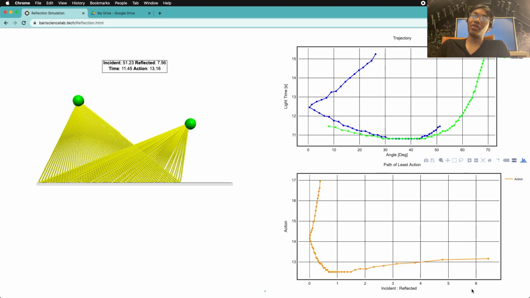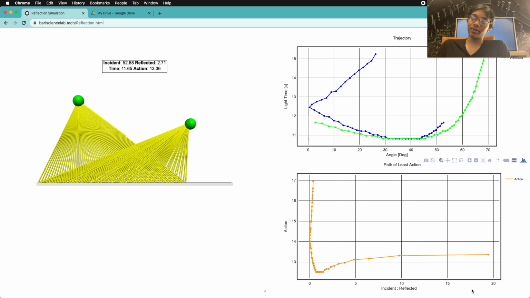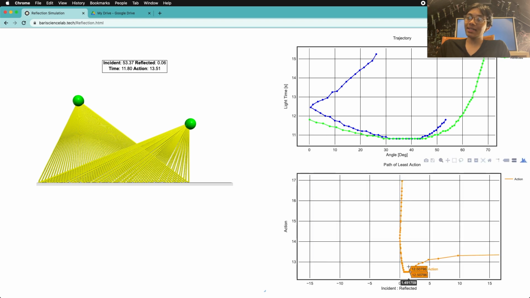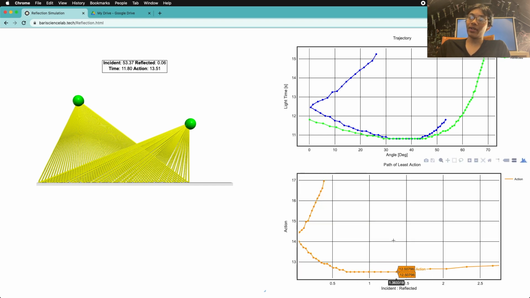As such, that is why the law of reflection must be true, because the action is minimized when my angle of incidence is equal to the angle of reflection, aka when their ratio is 1, the action is minimized.